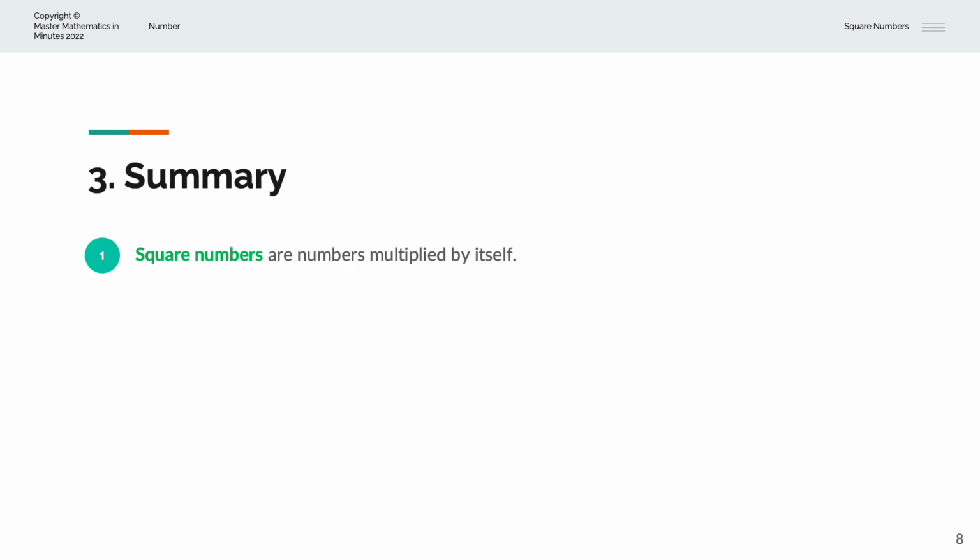To summarize, square numbers are numbers multiplied by itself. In the first example, we have the number 1, and we multiply that with the number 1. That is the definition of a square number. And that is equal to 1 to the power of 2, or 1 squared, and that equals 1.